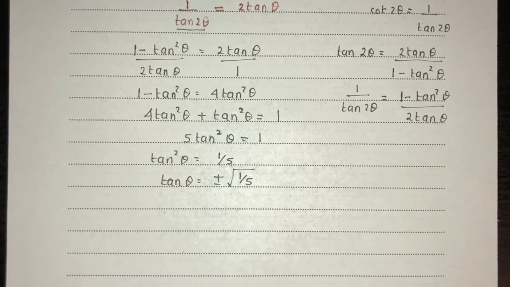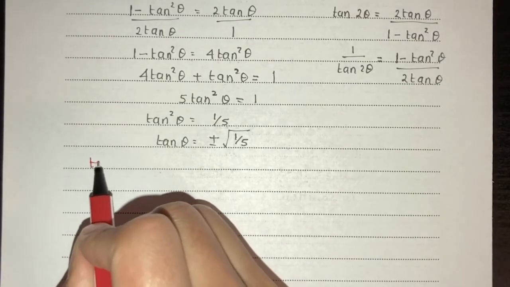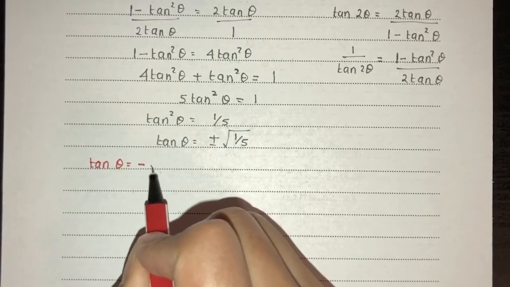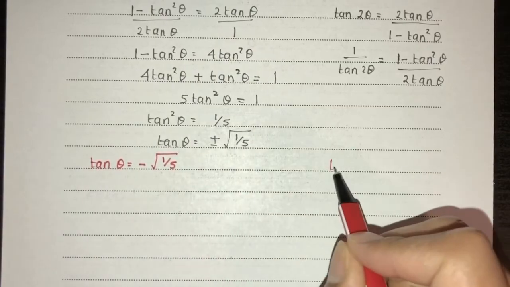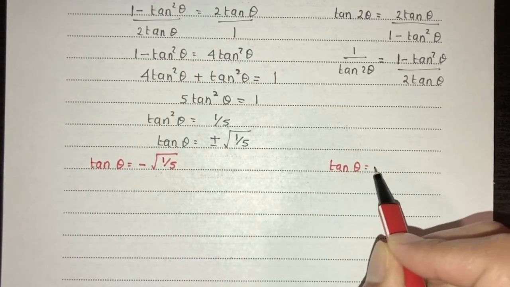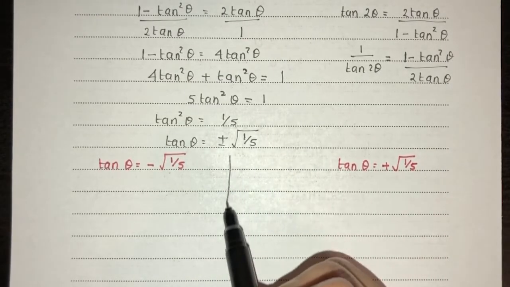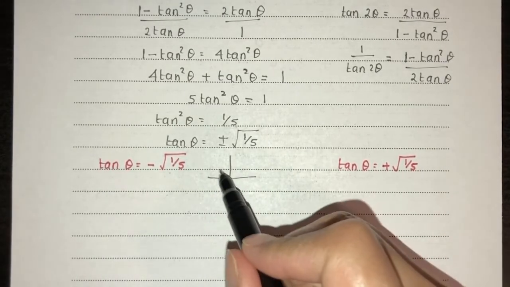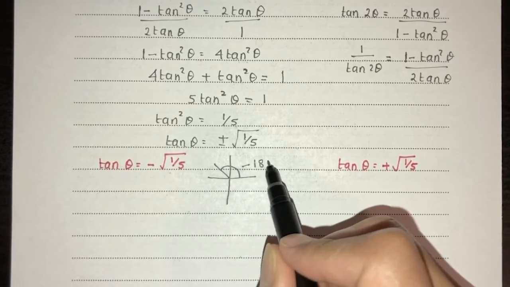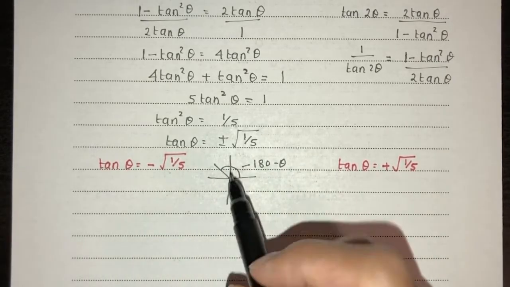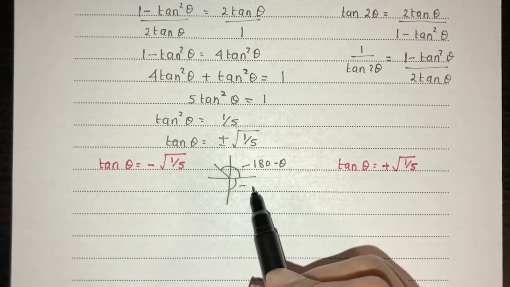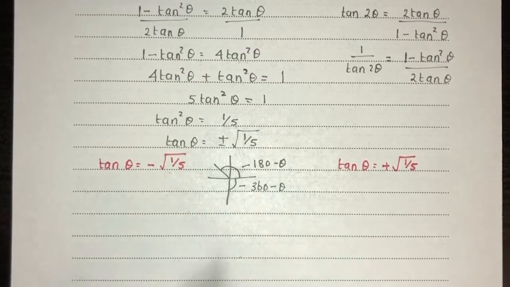So we will have 2 possible solutions for that one. Let's look at them one by one. On one side we will have tan of theta equal to minus root 1 over 5, and on the other side tan of theta equal to plus root 1 over 5. Now when tan is negative, we know by drawing our quadrants that it should be in our second quadrant, which is 180 minus theta, and in our fourth quadrant, which is 360 minus theta.